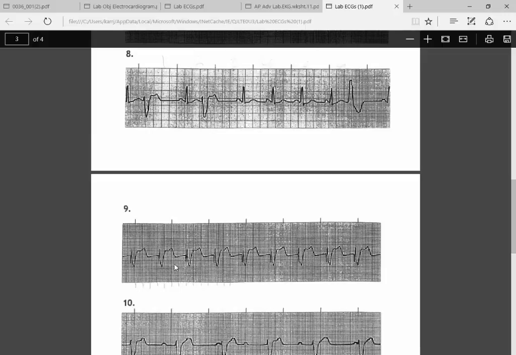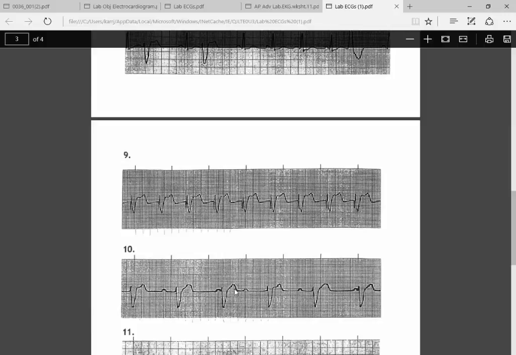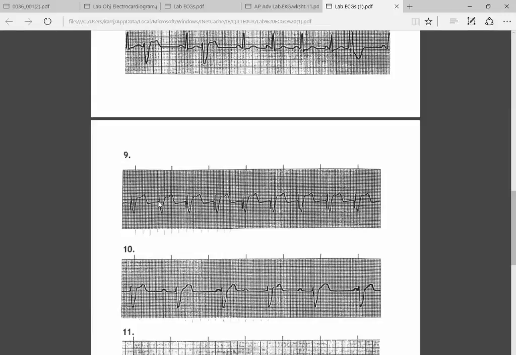Number 9. Regular or irregular? Regular. What is the rate? What'd you get? 80. Yep. And what type of rhythm do we have here? Yeah, pacemaker. You see that dark vertical line right in front of every one of those QRS? That's a pacer spike. They're kind of tricky to see, but they are there.